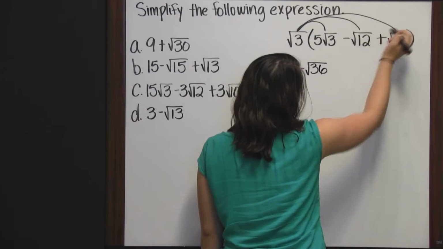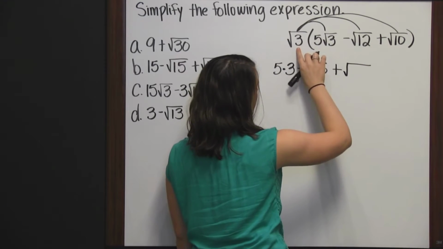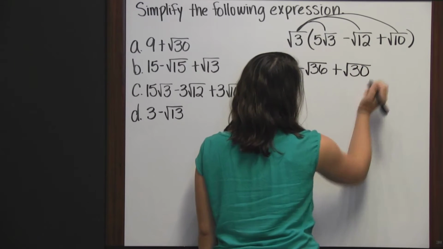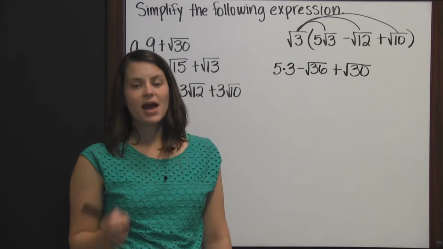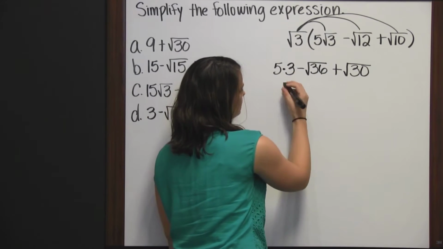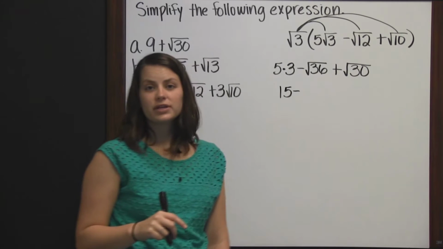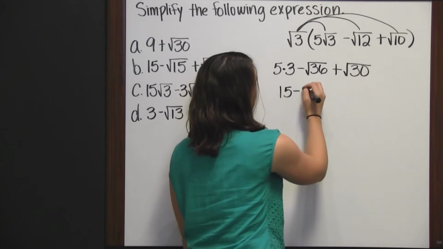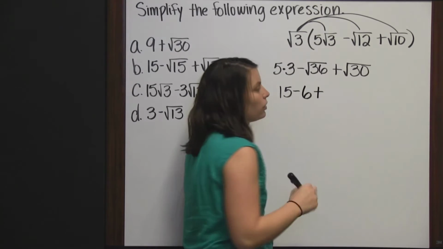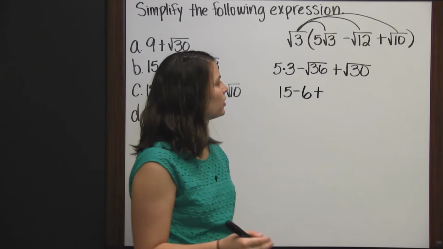And then the square root of 3 times the square root of 10. So again, we're just multiplying our numbers under the radical. 3 times 10 is 30, so the square root of 30. But we're not finished yet because we have some simplifying that we can do. 5 times 3 is 15 minus the square root of 36 is 6 because 6 times 6 is 36 plus, now 30.